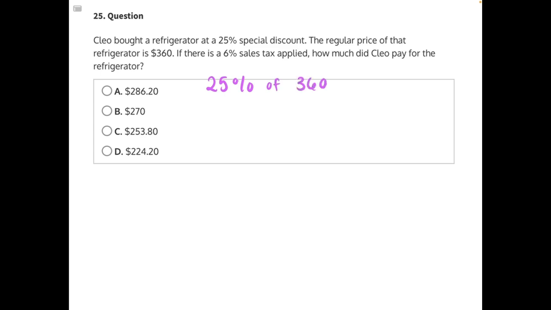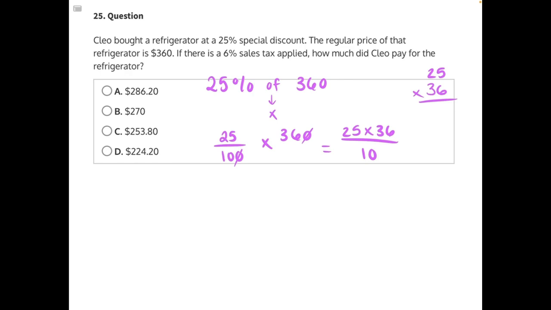Of is a word in math that means to multiply, so let's change our percent into a fraction, 25 out of 100, and multiply it to 360. In this case, multiplying by the fraction form of the percent will be faster than the decimal form because we can cross out these two zeros and be left with 25 times 36 divided by 10. So now let's do that math over here, 25 and 36.